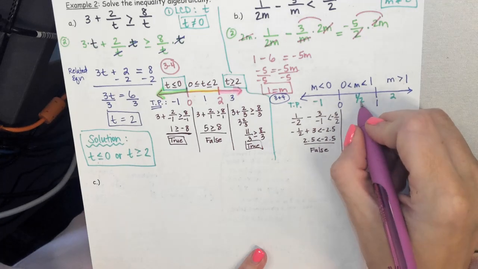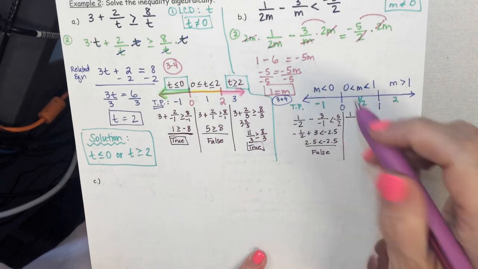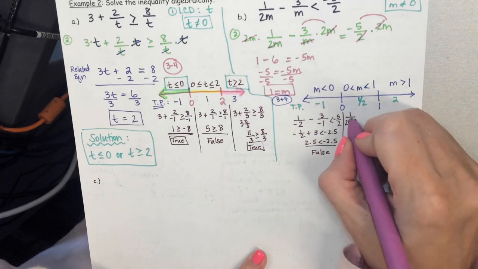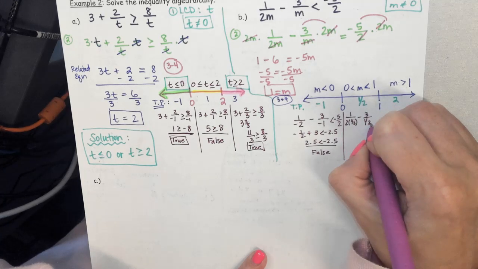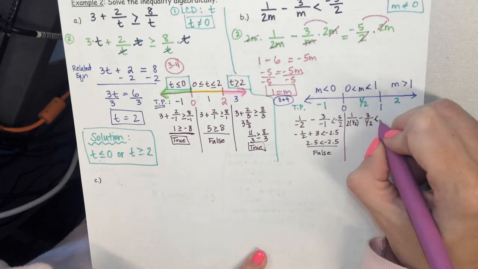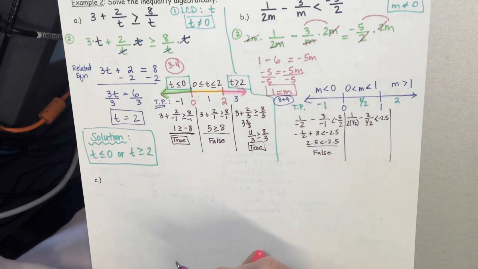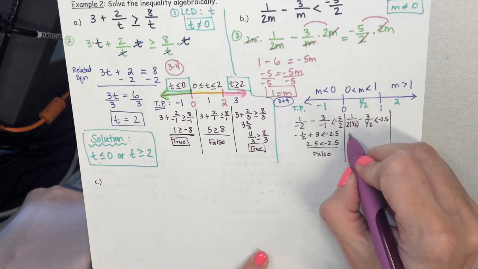Okay, so then for your 1/2, when you plug in a half, if you do 2 times 1/2, do you guys know what that is? It's just 1. And then 1 divided by 1 is going to be 1. And if you want to write this as negative 2.5, because that's easier to compare, that's fine. Okay, so 1 divided by 1 is 1.